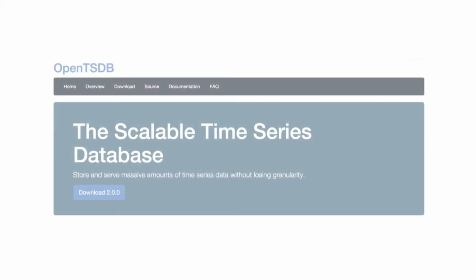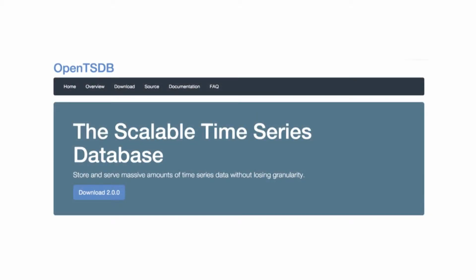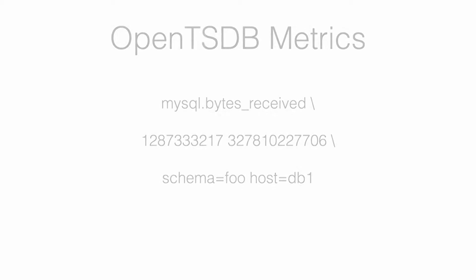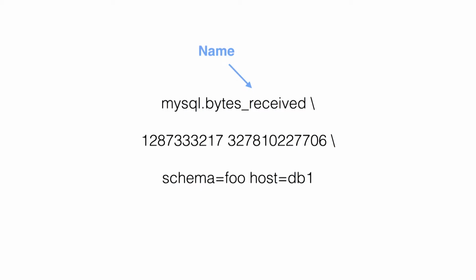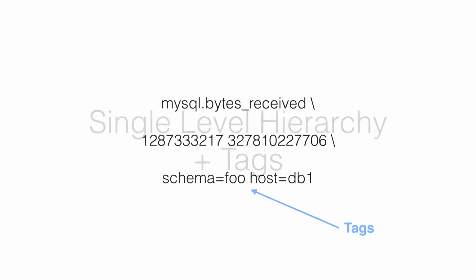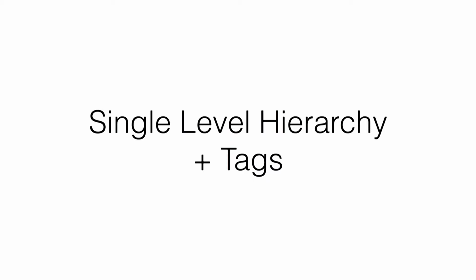So OpenTSDB takes another approach. Most people think OpenTSDB is tagged, and it certainly looks that way. But if you examine it, here we have some OpenTSDB data. At the top, you have the name of whatever it is you're measuring. And then you have the tags. So I would argue that OpenTSDB is actually a single-level hierarchy plus tags within that level. So the hierarchy is the names, and then you have the tags. And the metadata is encoded in the series names, but also in the tags.